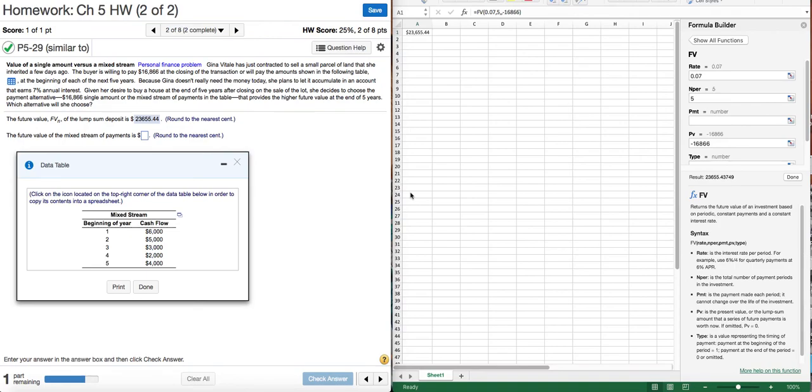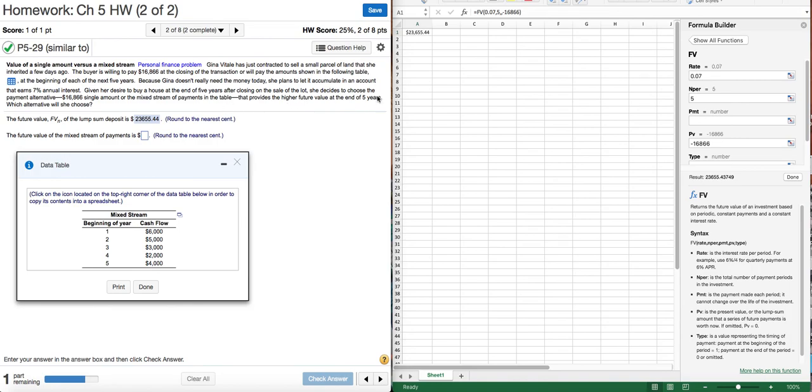This is problem 5-29, and in it we have Gina who is selling a piece of land, and at closing she has two alternatives. She can either accept a lump sum from the buyer of $16,866, or the alternative is she can accept a mixed stream of payments that are included in the table down below. So one of two choices, and what we're trying to figure out is, based on an assumed rate of 7%, which would provide Gina the highest future value at the end of 5 years.